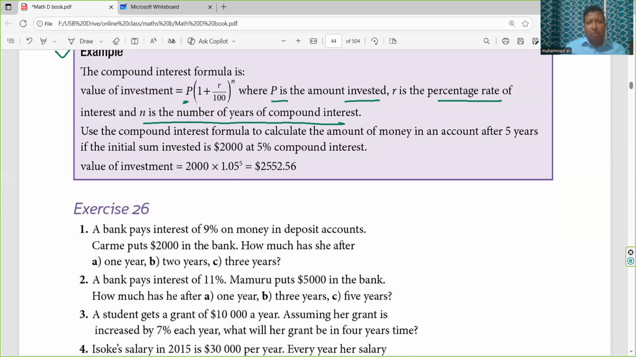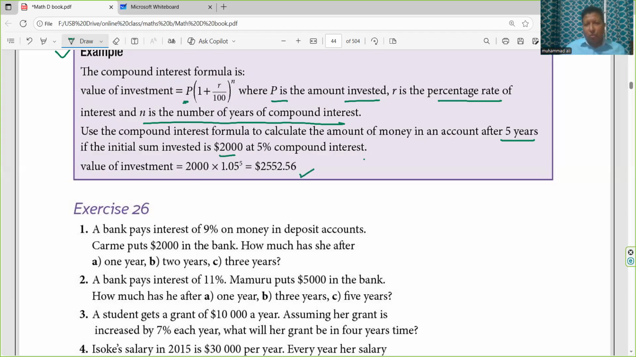So use the compound interest formula to calculate the amount of money in an account after 5 years if the initial sum invested is 2,000 at 5% compound interest. So 2,000 multiply 1.05 to the power 5.